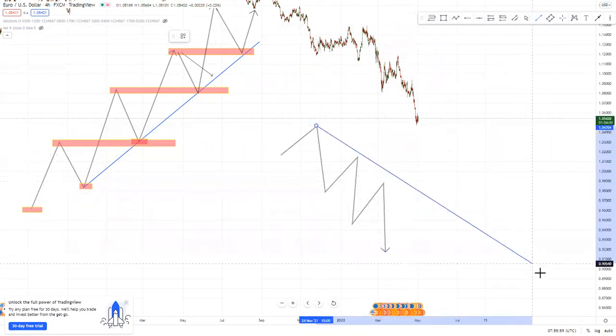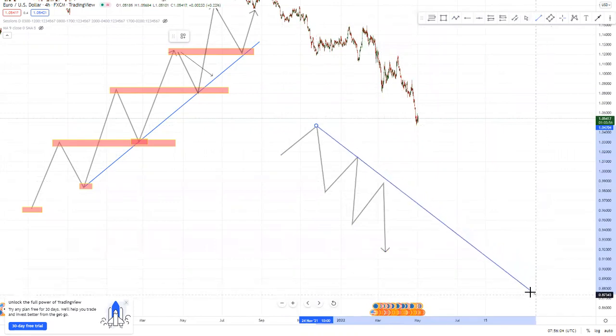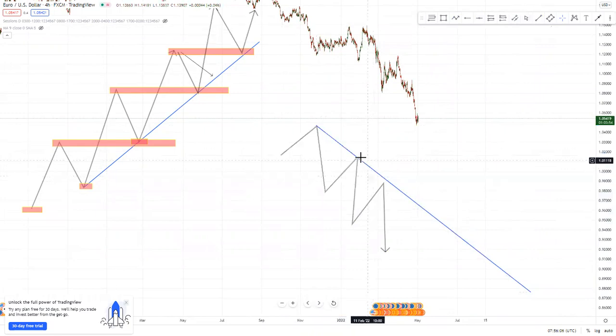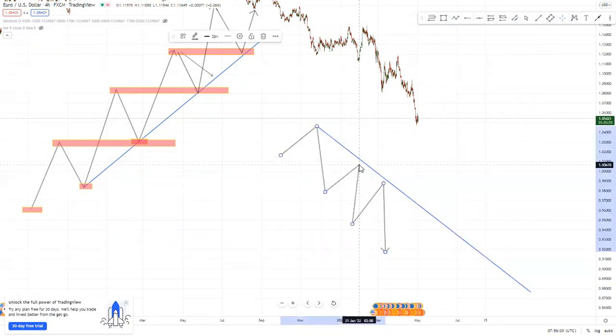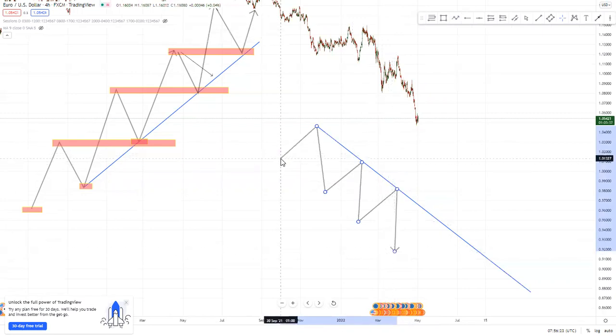We draw it into the future. So let's have our future here. So let's adjust our trend line. Beautiful.